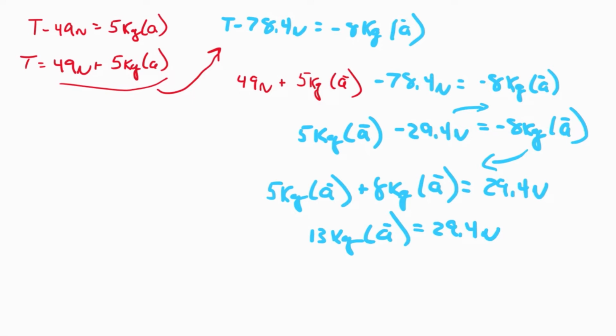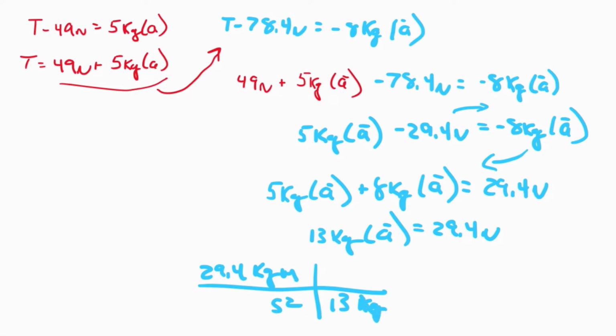So I'm going to have 29.4, and a newton is a kilogram meter per second squared, divided by 13 kilograms. That's 2.26 meters per second squared. So there's my acceleration, and that's my acceleration for both of them.